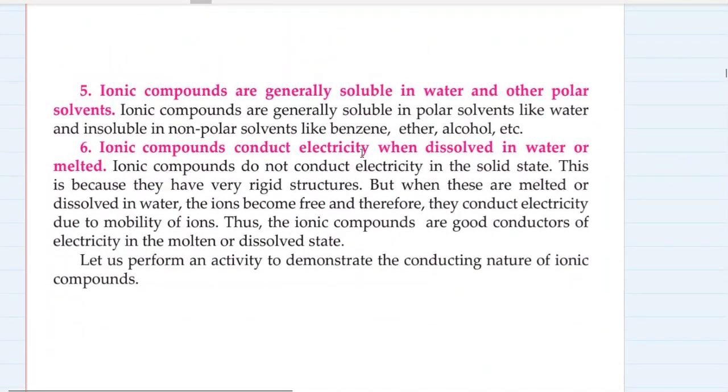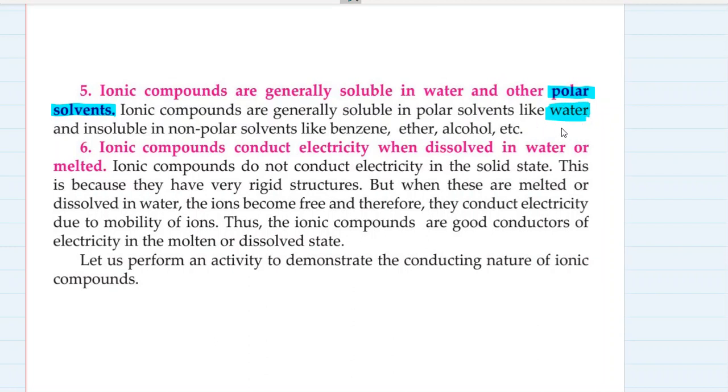Ionic compounds are generally soluble in water and other polar solvents. So you must be having this doubt about what a polar solvent is. Polar solvents are solvents of covalent compounds. For example, polar solvents like water. Water is a very common polar solvent.